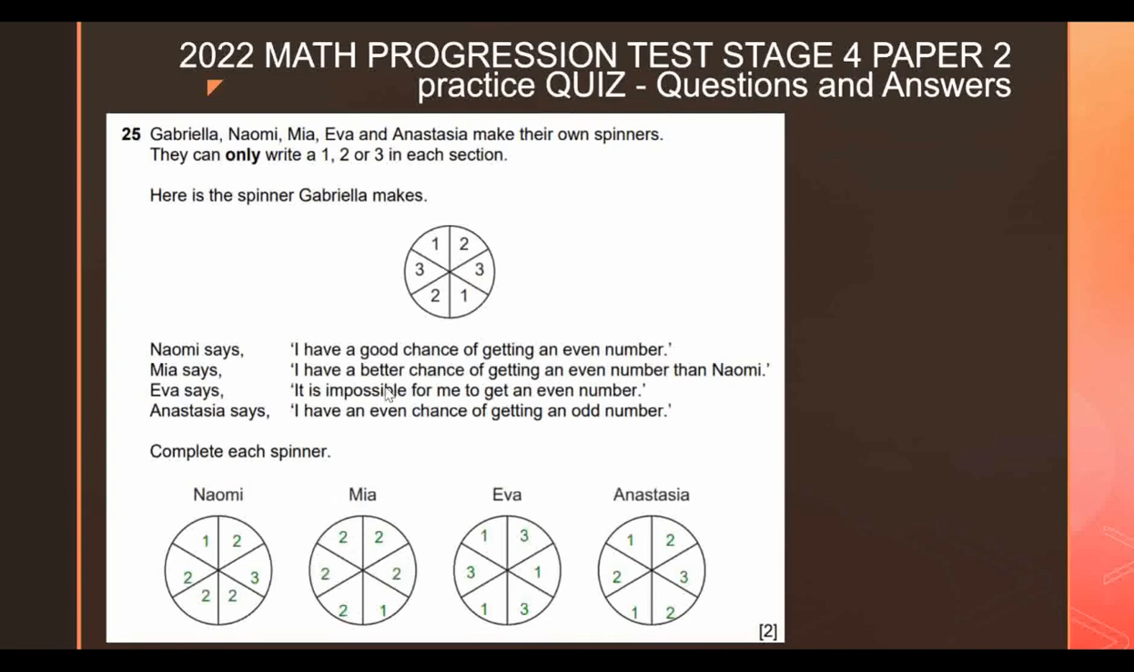For Eva, it is impossible for me to get an even number, so it means Eva's spinner doesn't have even numbers, so it's 1, 3, 1, 3, 1, 3. For Anastasia, I have an even chance, I mean 50% of getting odd numbers, so odd numbers must be in 3 places. So 1, 3, 1, and the rest should be filled with even numbers. That is the reason. Next, if you have any question, please feel free to write in the comment section. Soon this YouTube channel will explain to you further with another video.